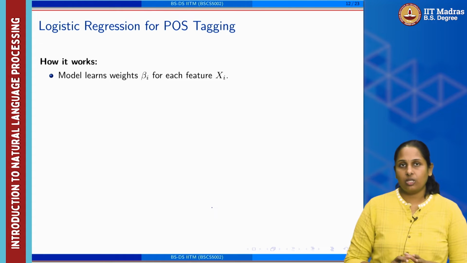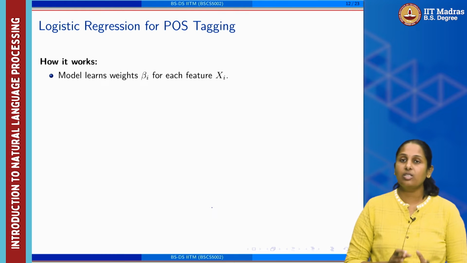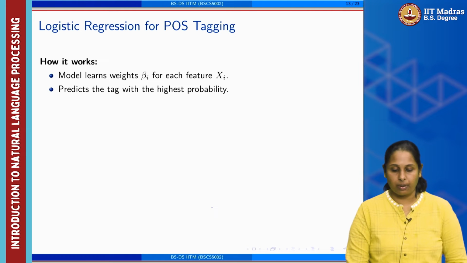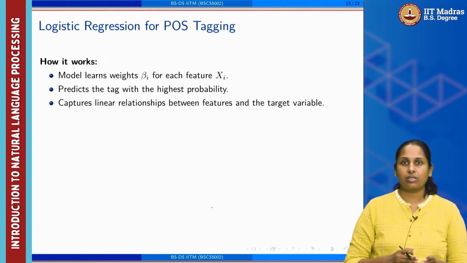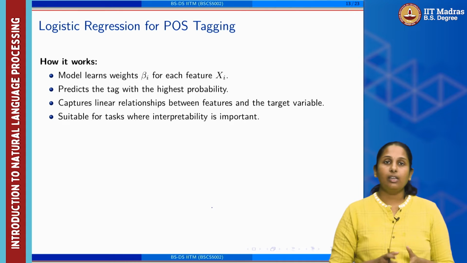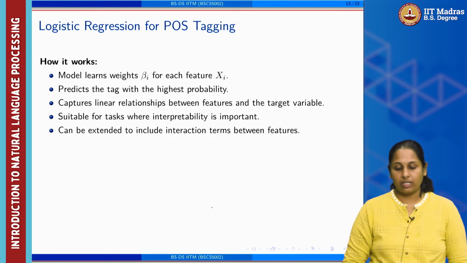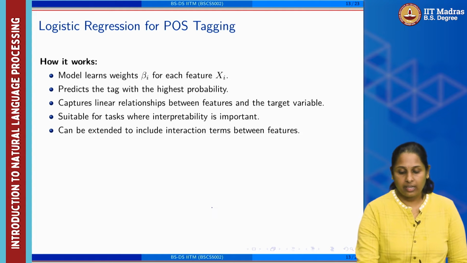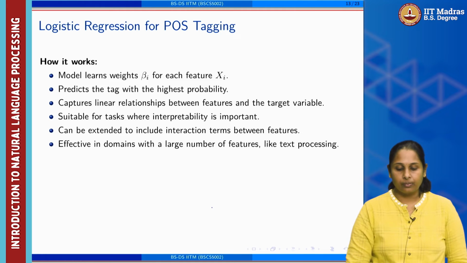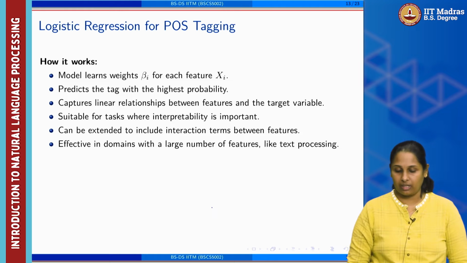Now, how does logistic regression work? The model learns weights, the betas, for each of the given features, let's say x. It predicts the tag with the highest probability, and it captures the linear relationship between the features and the target variable. It is suitable for tasks where interpretability is important. It can be extended to include interaction terms, where there are a lot of interactions between features. And it is effective especially with a large number of features, like text processing tasks.